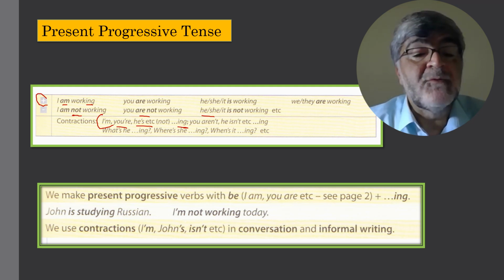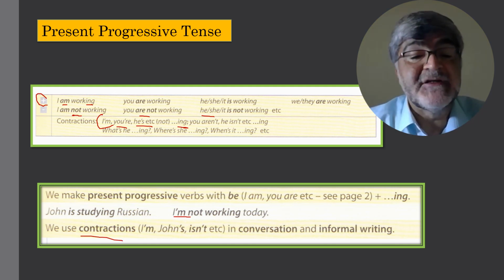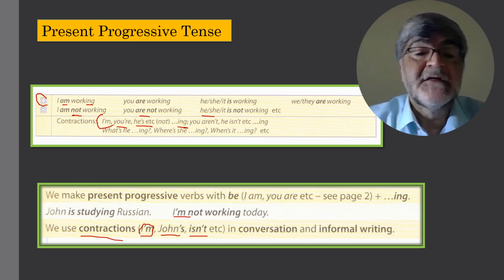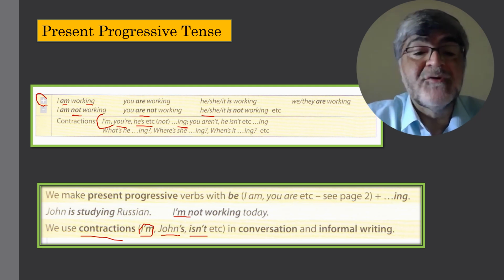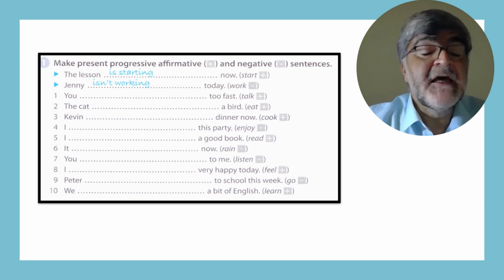Now, here we've got some more examples. We make present progressive verbs with be: am, for example, I am, you are, etc. Then John is studying Russian, or I'm not working today. We use contractions, I am, or I'm. John is, John's, is not, isn't, in conversation and informal writing. So this is the beginning of our lesson. You can practice more, and here there are some exercises for you to practice.